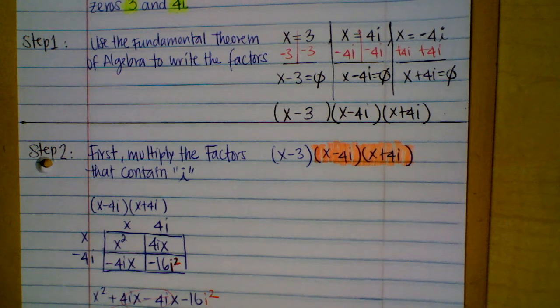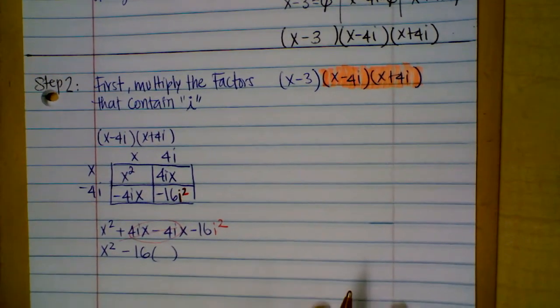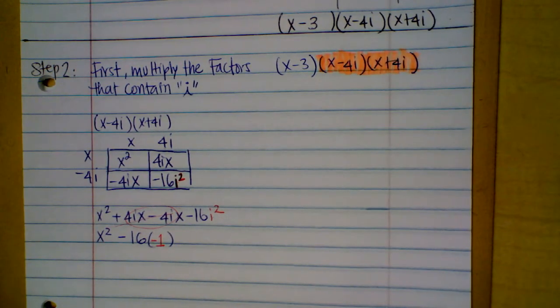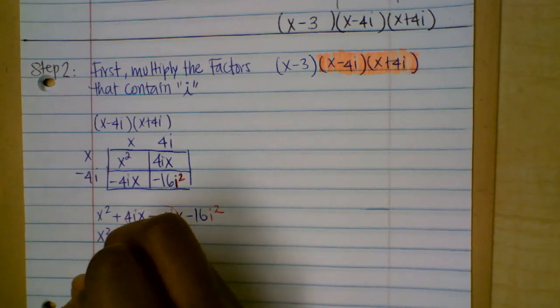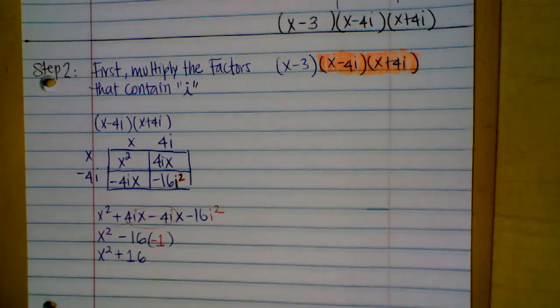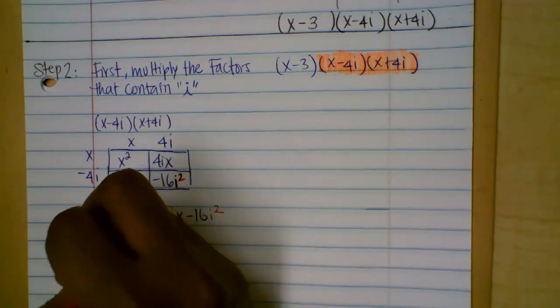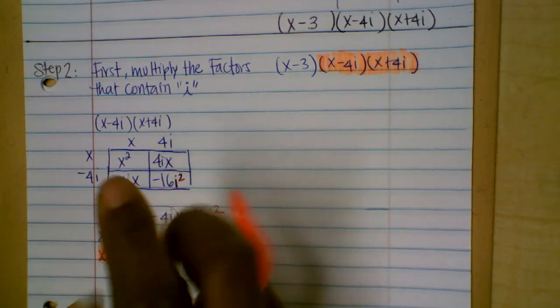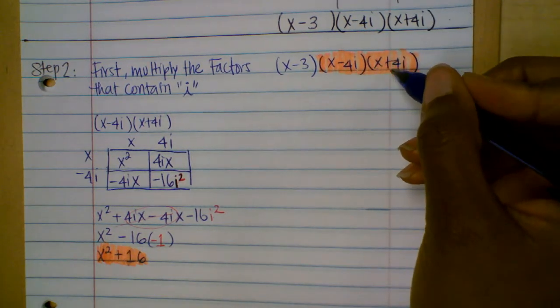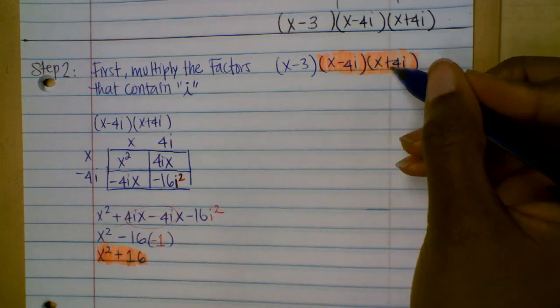Okay, so now we are left with x squared minus 16i squared. Now, remember, i squared is equal to what number? You can simplify i squared to negative 1. Always remember that. So then you end up with x squared, and negative 16 times negative 1 is positive 16. So x squared plus 16 is the product of the factors x minus 4i times x plus 4i.